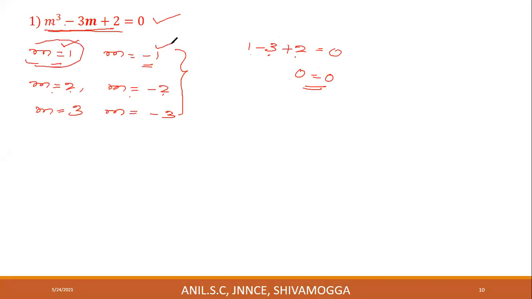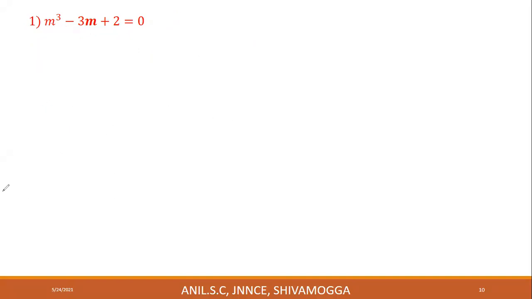You need not verify these because we get m is equal to 1 as a root here. Therefore, you need not verify m is equal to minus 1, m is equal to 2, minus 2, 3, minus 3. So, m is equal to 1 is a root. Then go for synthetic division. M is equal to 1, this is the root.